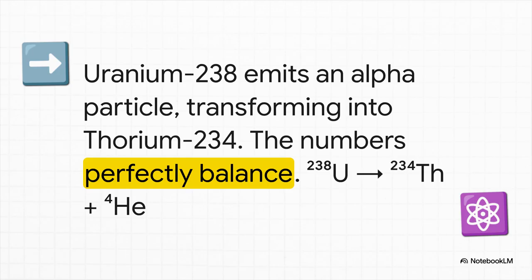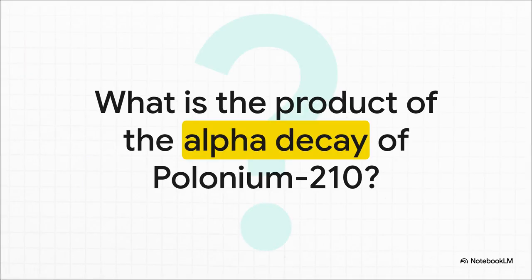It has literally turned into a whole new element, thorium. And notice, the numbers always add up. The top numbers on the right equal the top on the left, and same for the bottom. All right, your turn. Feel free to hit pause and work this one out.